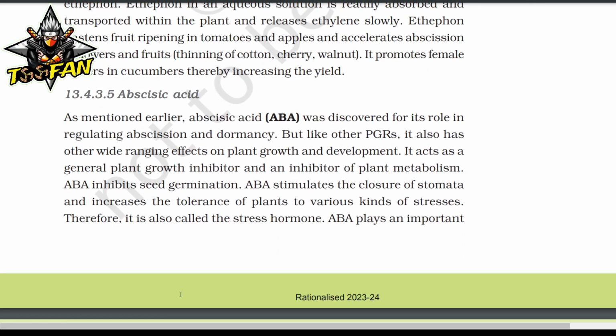Now, the fifth one, abscisic acid. As mentioned earlier, abscisic acid, ABA, was discovered for its role in regulating abscission and dormancy. But like the other PGRs, it also has a wide range of effects on plant growth and development. It acts as a general plant growth inhibitor and an inhibitor of plant metabolism, inhibits seed germination, stimulates the closure of stomata, and increases the tolerance of plants to various kinds of stress. Therefore, it is also called the stress hormone.